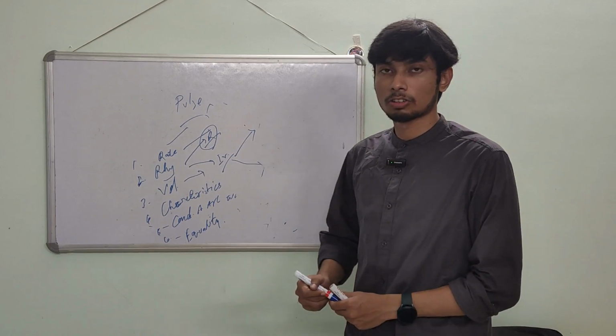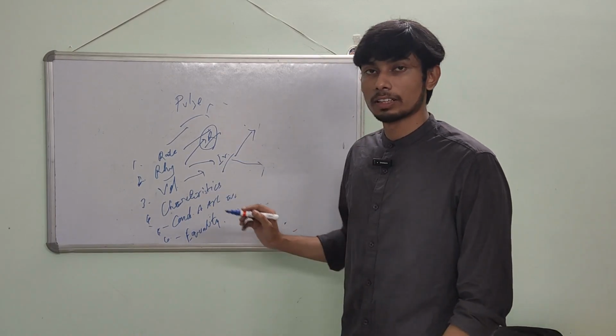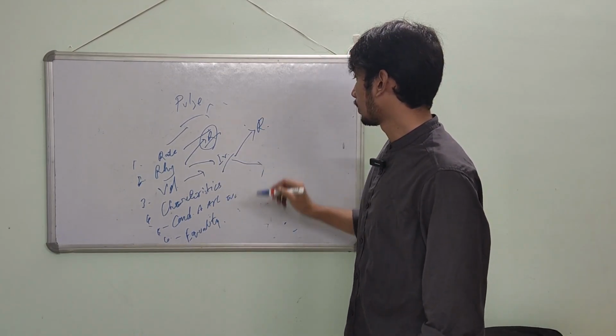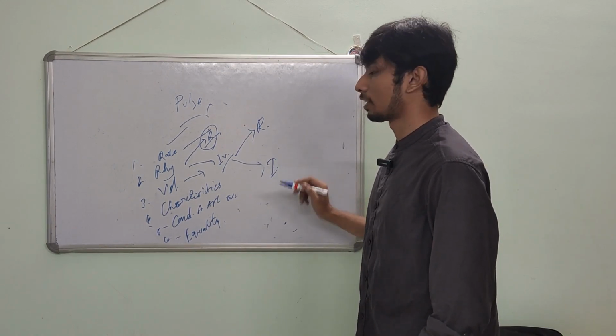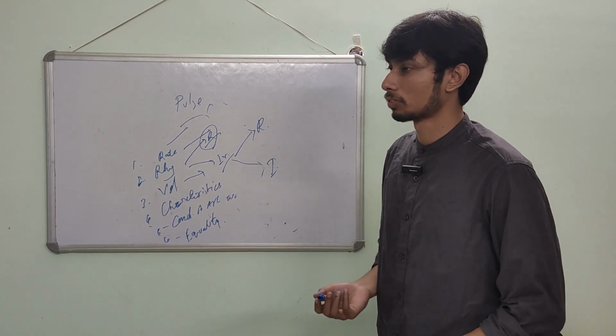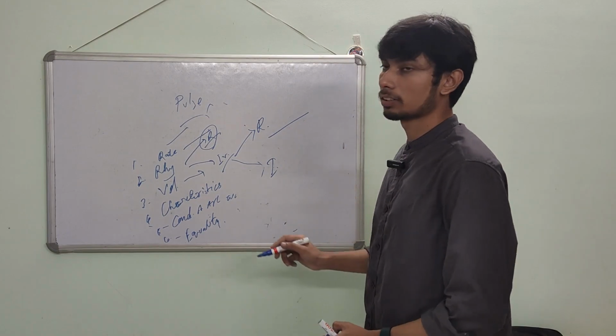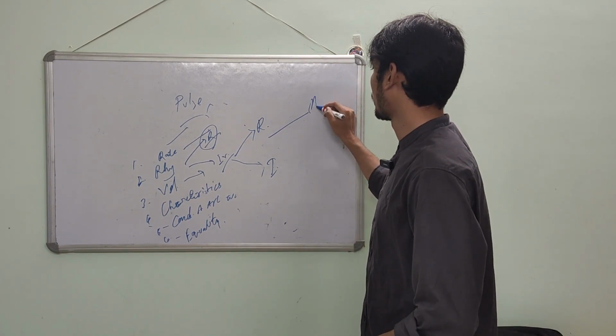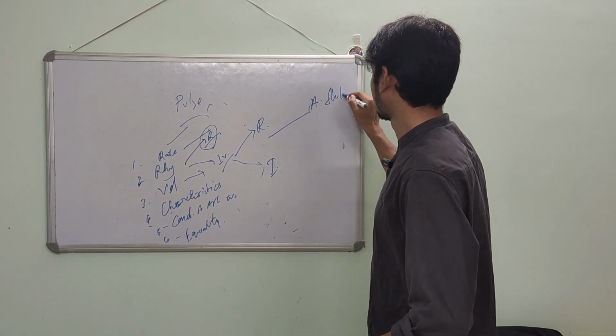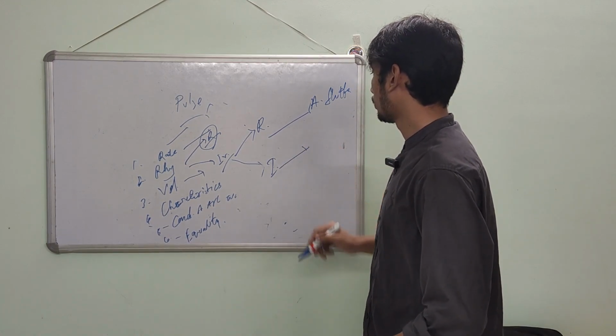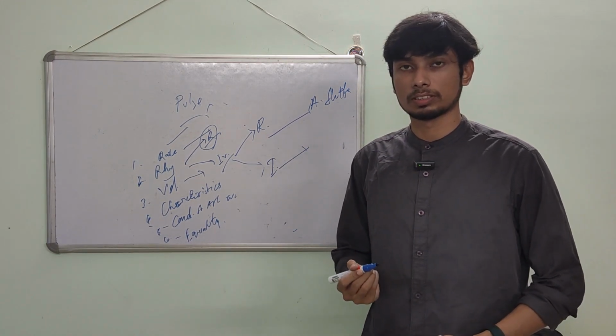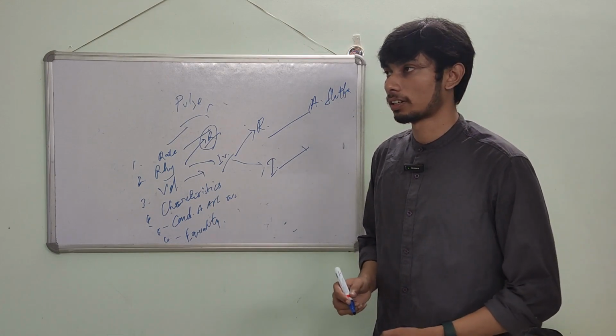Rhythm might be regular or irregular. If it is irregular, it might be regularly irregular or irregularly irregular, right? And regularly irregular, it is most commonly seen in atrial flutter, and irregularly irregular, it is most commonly seen in atrial fibrillation, right?